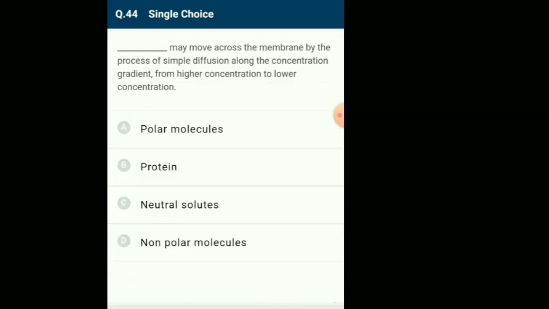Question number 44. Dash may move across the membrane by the process of simple diffusion along the concentration gradient from higher concentration to lower concentration. Cell membrane is selectively permeable to some molecules on either side. Hydrophobic lipids do not allow movement of water and charged ions across the membrane. Many molecules can move across the membrane by simple diffusion along the concentration gradient. So the answer is option C, neutral solutes.